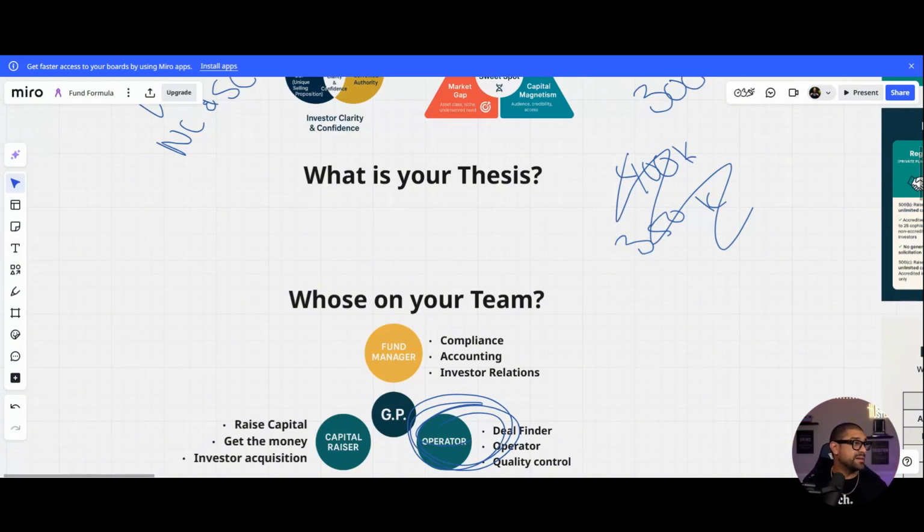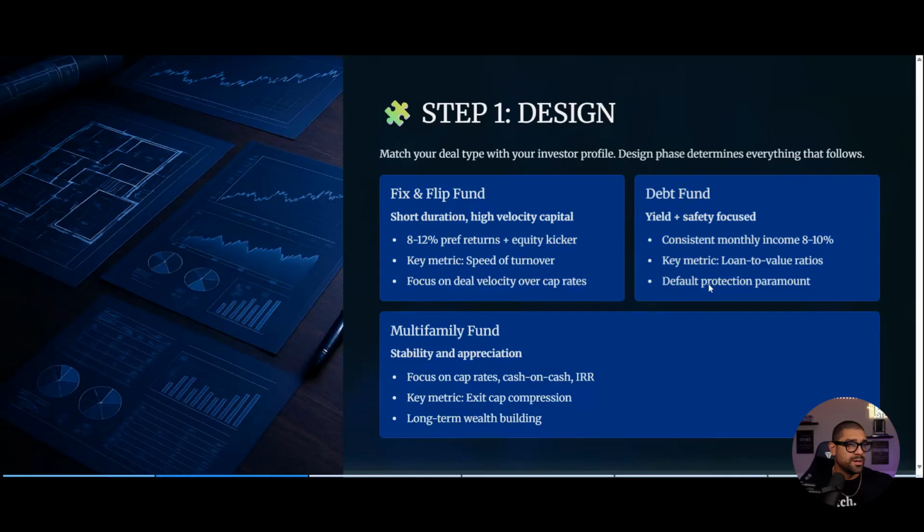Another type of fund is going to be a debt fund, right? So here we're working with debt funds. This focuses a little bit more on yield and staying focused, right? So consistently monthly income that's 8 to 10%. When you build a debt fund, you're basically becoming the bank. You're not swinging hammers, you're not managing tenants, you're lending money secured by the real estate and collecting interest.